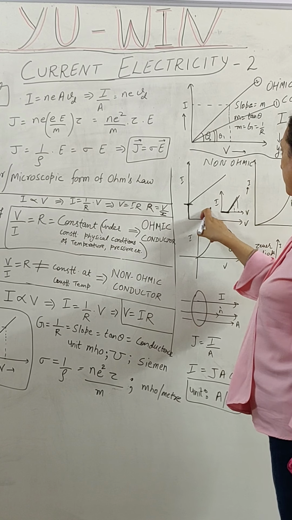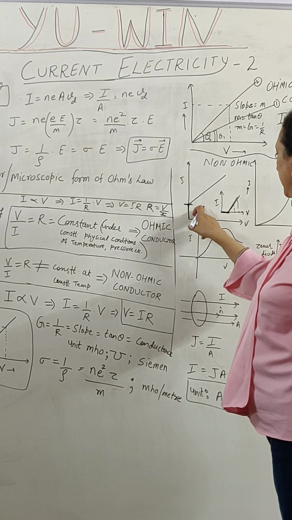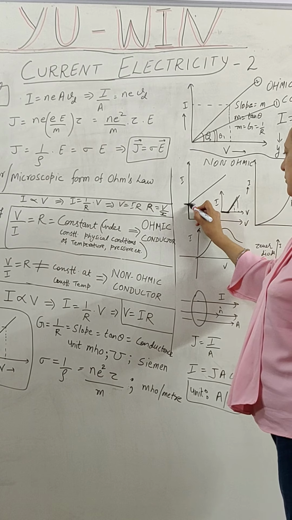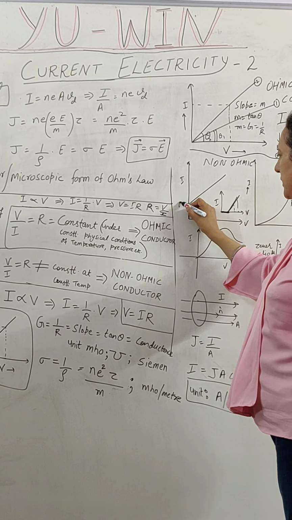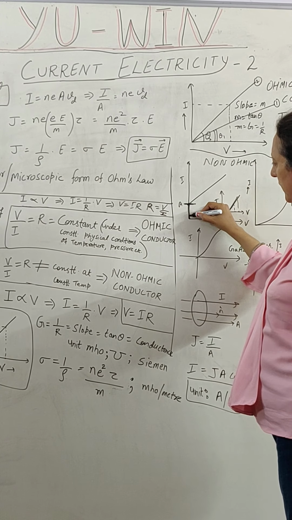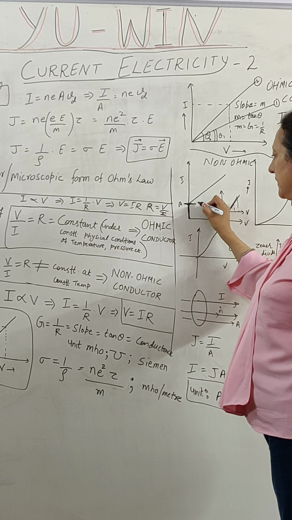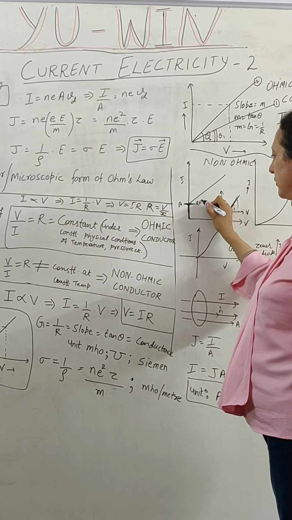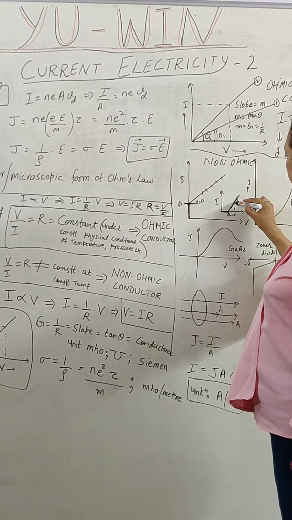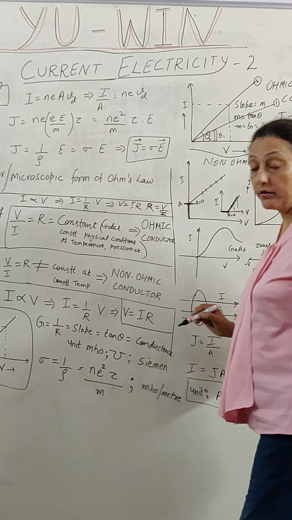And if I talk about this particular graph, where we have the intercept on the y-axis, at this particular point A, you can see that the voltage is 0 but the current is still not 0. So R is 0 at this point. Here the resistance is 0. Here the resistance is infinite. At all other points the resistance is non-zero, it is finite.